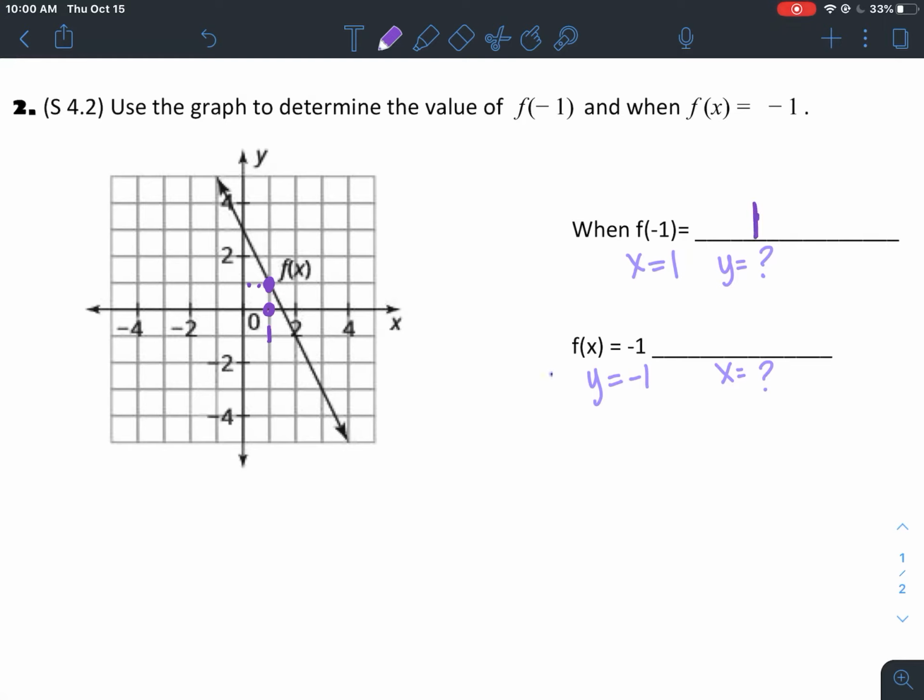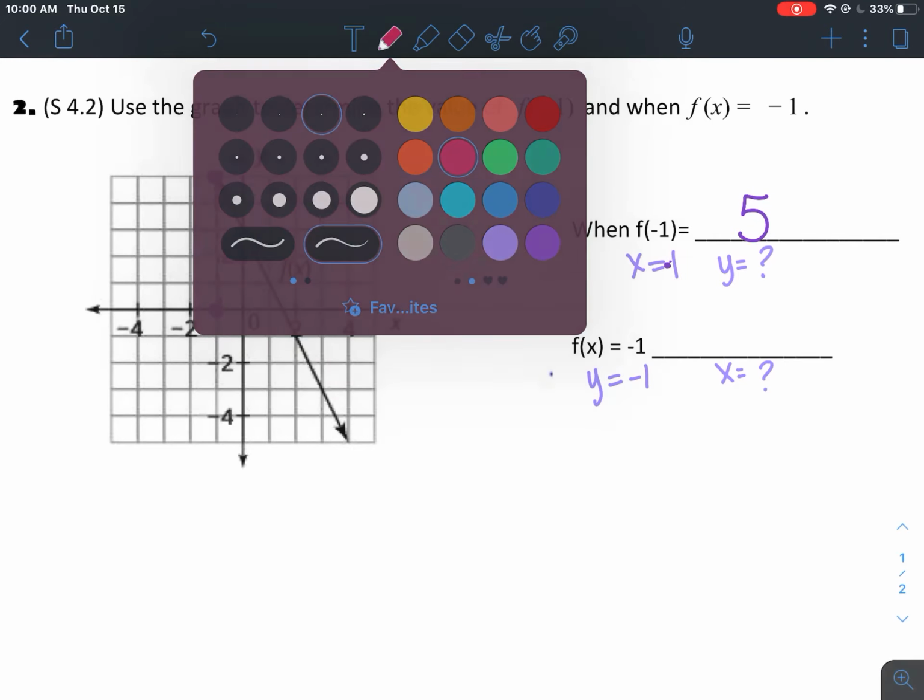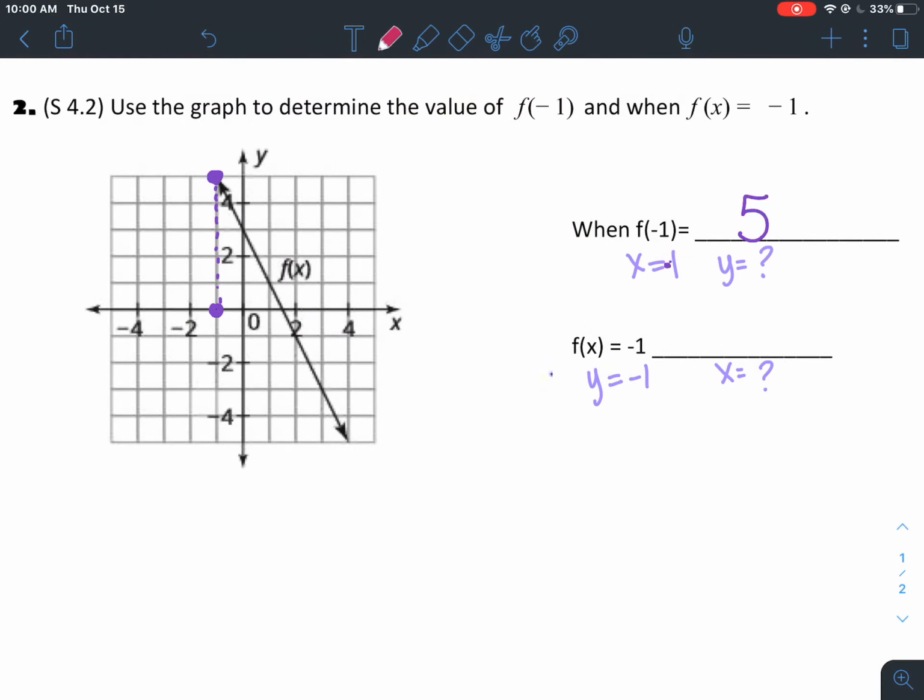Oh, -1. Oh, I read that problem wrong. Okay, x equals -1, right here. Go up, and it looks like that equals 5. So y equals 5. And then when y equals -1, what does x equal? Well, when y equals -1, go to the line, x will equal 2.